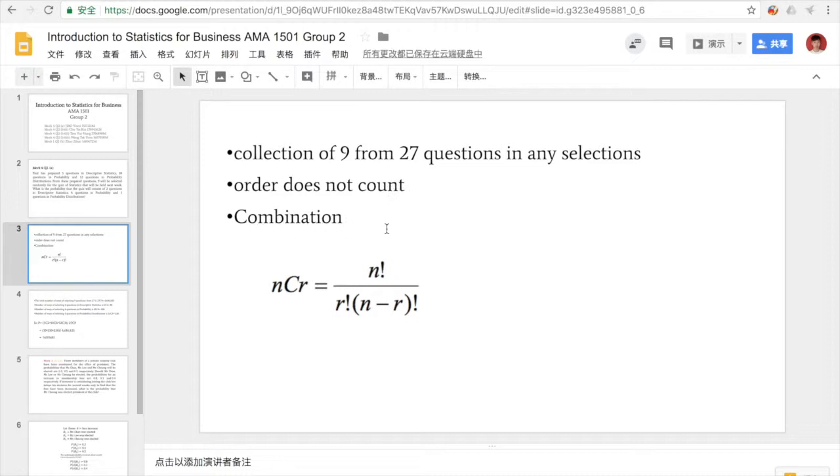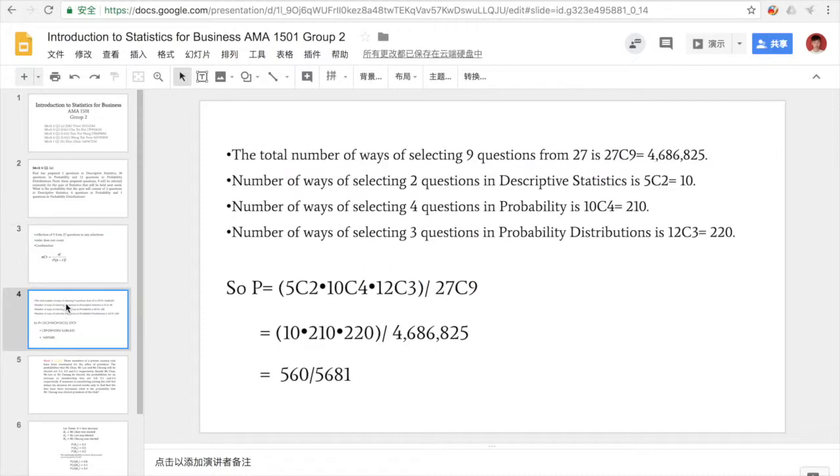According to our lecture notes, the combination formula is listed below for your reference. N choose R equals factorial of N over factorial of R times factorial of N minus R. So the total number of ways of selecting 9 questions from 27 is 27 choose 9. After calculation, the answer is 4686825.